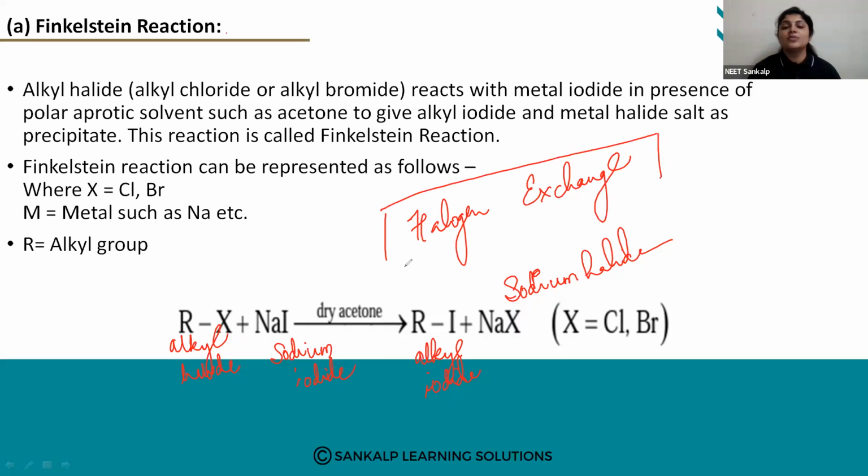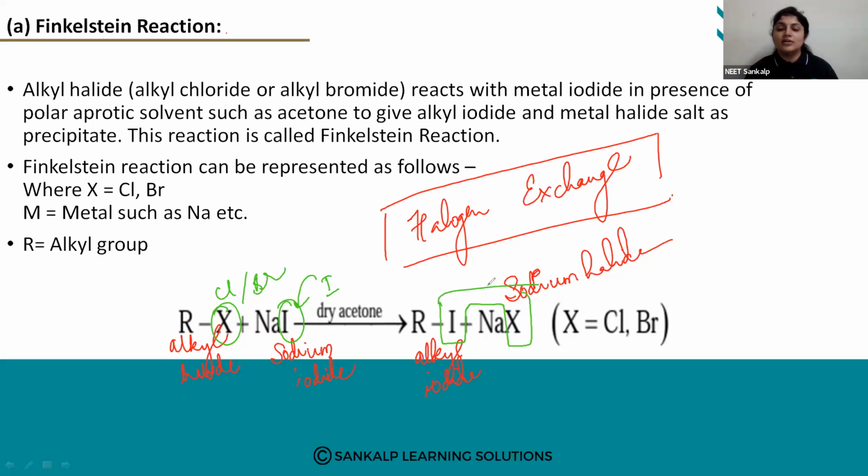So these are called halogen exchange reactions. Why? Because you are exchanging your halogens. You can see here, if I take chloride or bromide, here iodide is there. So what is happening here? Your halogens are getting exchanged. Because of that, this is called a halogen exchange reaction.